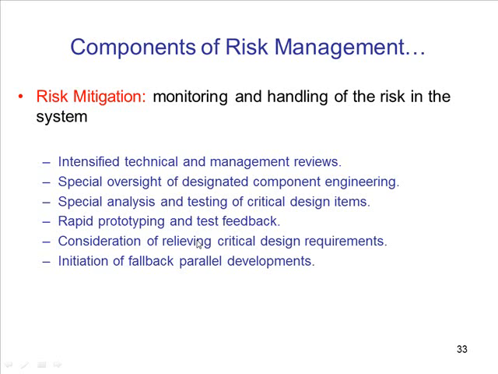So how do you prevent risk? This is what is referred to as risk mitigation. So you have to monitor and basically take care of risk during the system development process. And these are some of the things that you can do. When you go to industry, this is going to make much more sense. You remember what I'm saying now. So you have to do intensified technical and management reviews. If you're in charge of the program, you make sure you have reviews. Special oversight of designated component engineering. If you have certain critical components, make sure you have special oversight. Analysis and testing of critical design items.